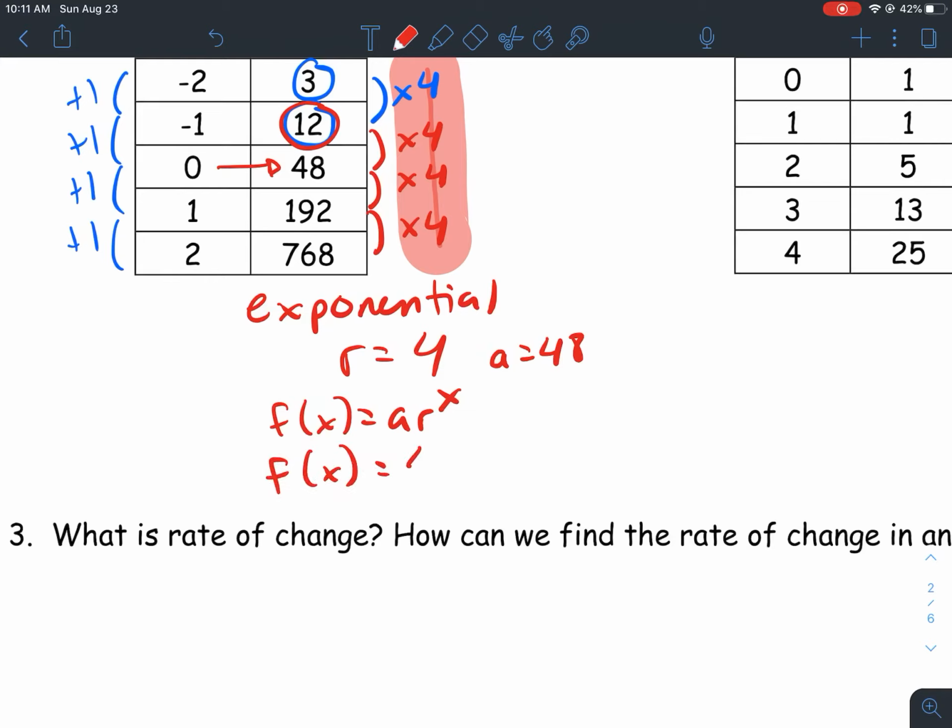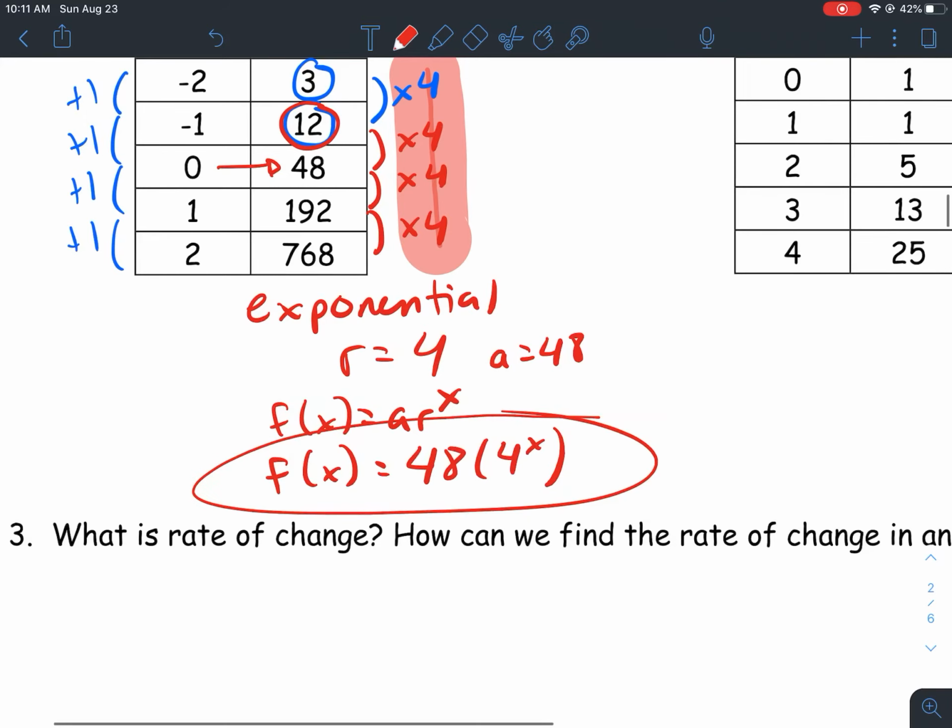So our function would be 48 times 4 to the power of x. And that would be our explicit rule for that function.